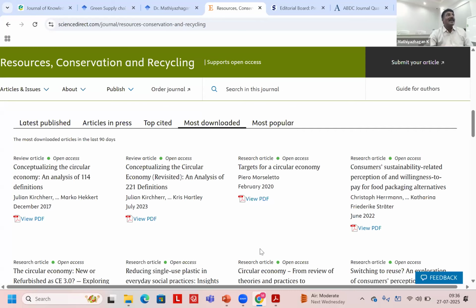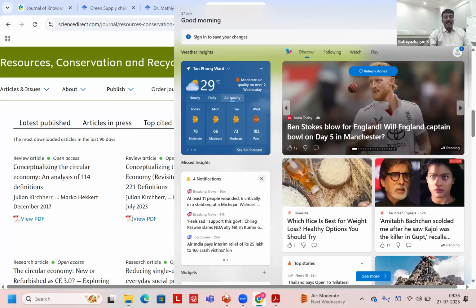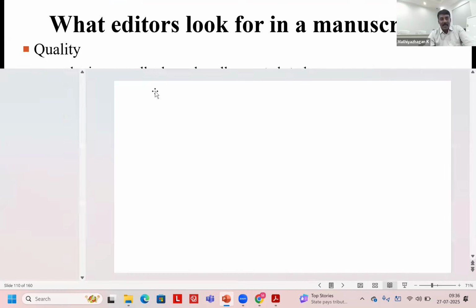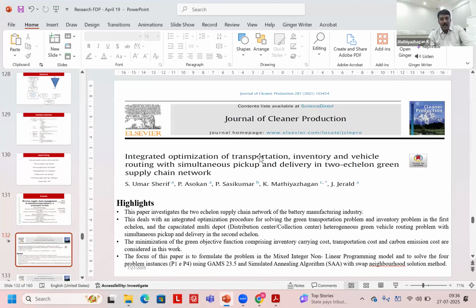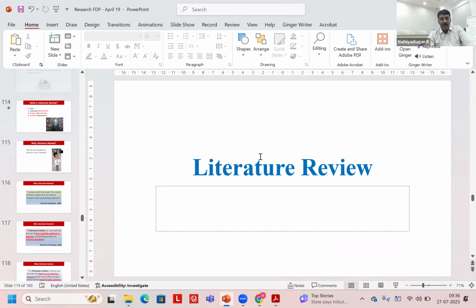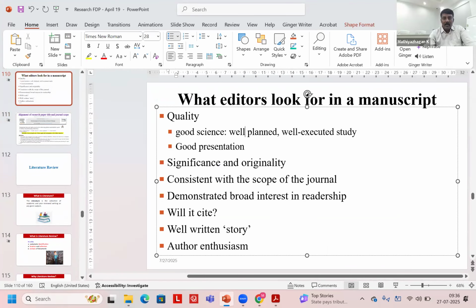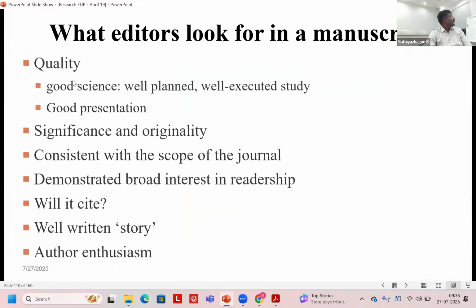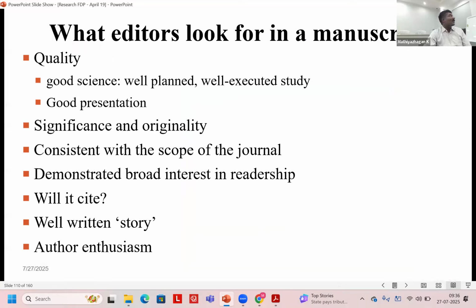Similarly, whenever we submit a paper, we need to consider how our paper is going to have an impact on new reads. Right? So the first one is quality: good science, well planned. See here. Now the first one is good science, something logical, something like a new contribution. Then a well planned, well executed study.